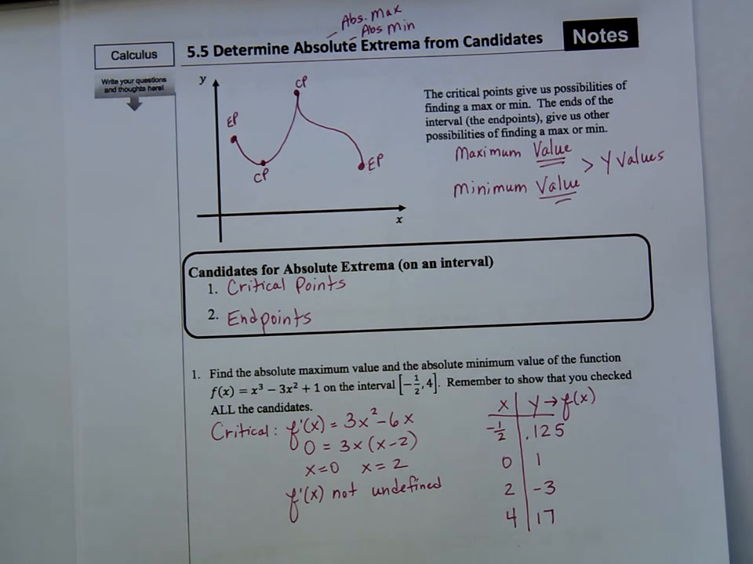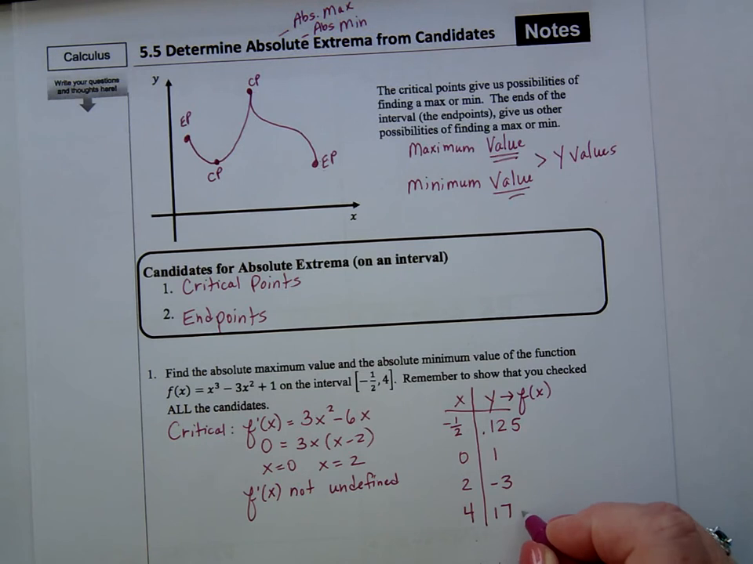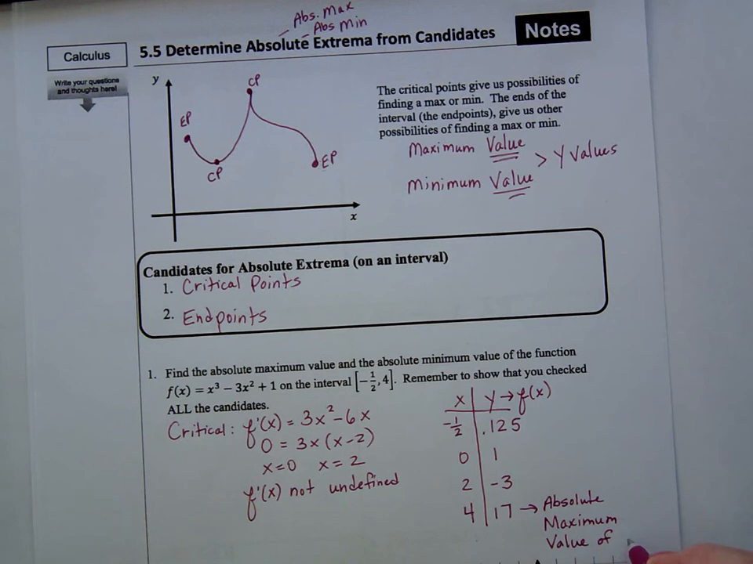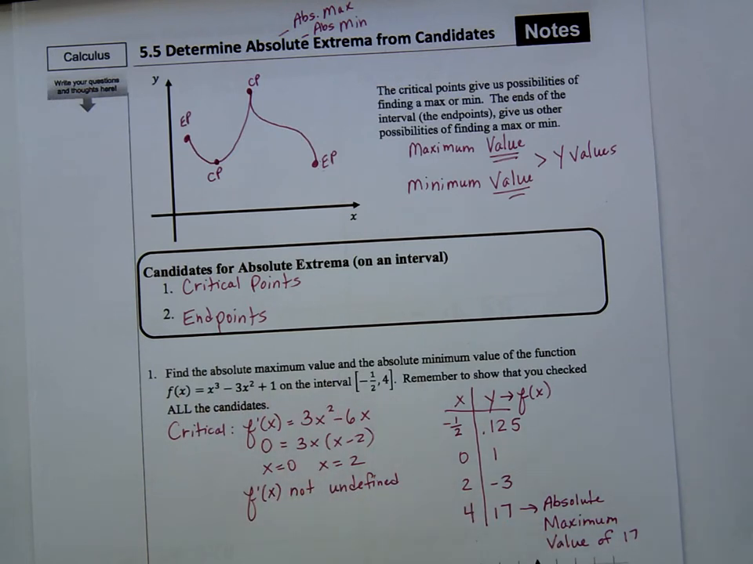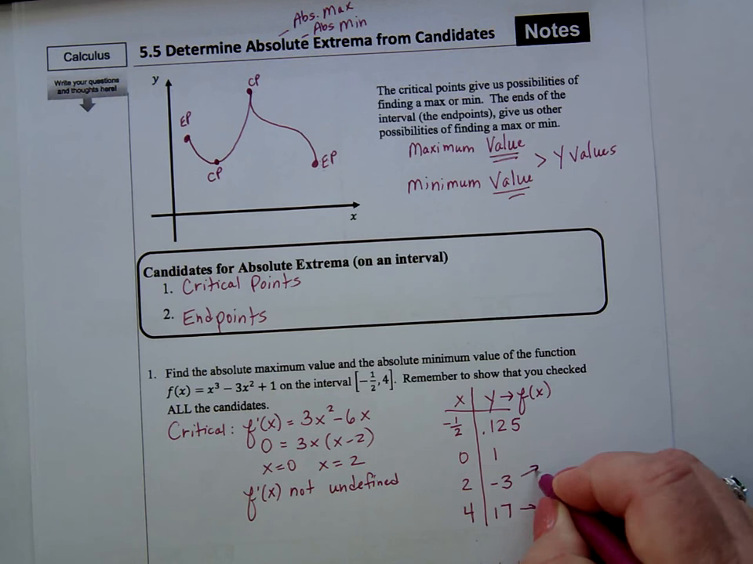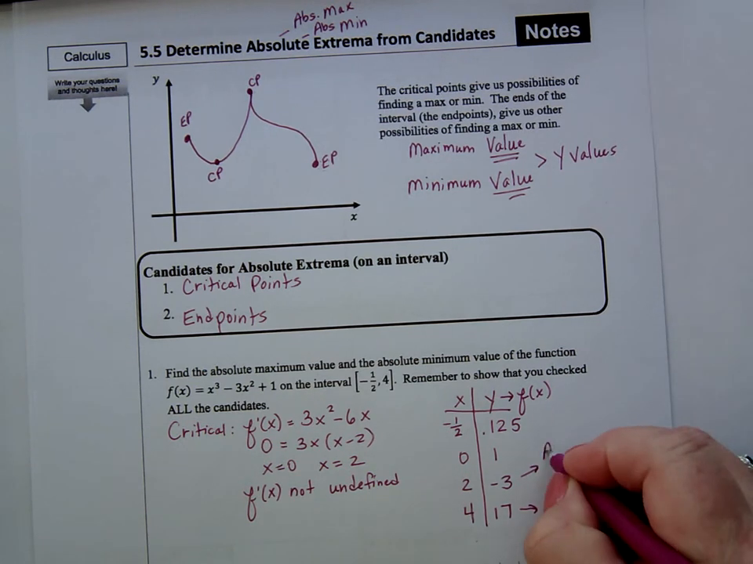And so then the question is, which is the absolute maximum? And we can see that the highest y value is here. So I have an absolute maximum value of 17. That's the highest of all. My absolute maximum value, find the absolute maximum value, and my smallest y value is this guy. He's going to be, got a little extra lump in there. He's going to be my absolute minimum.